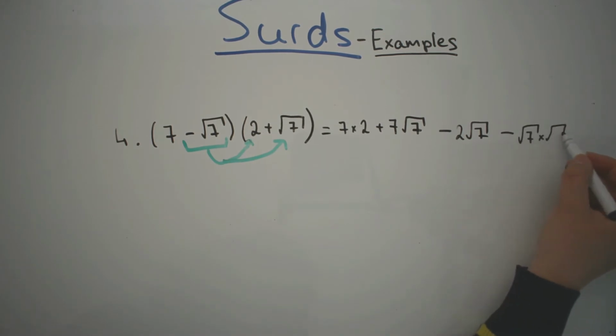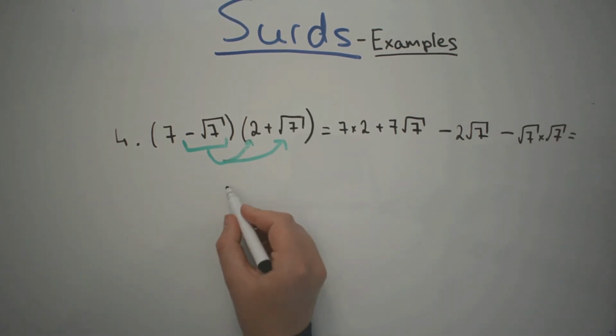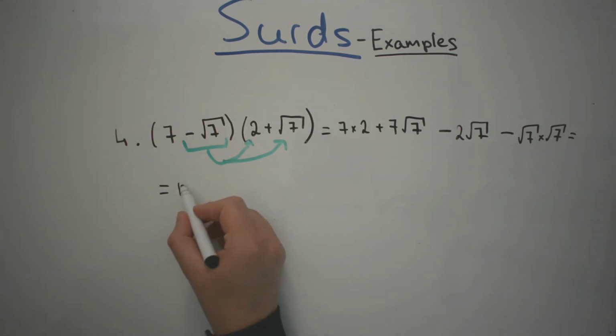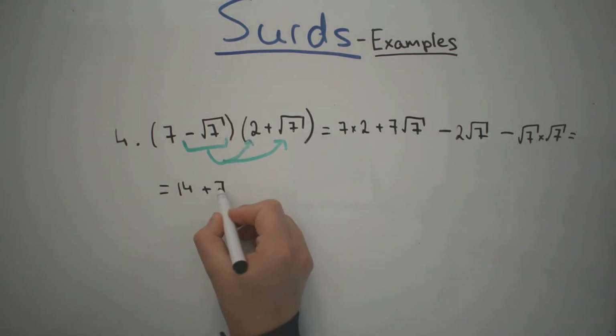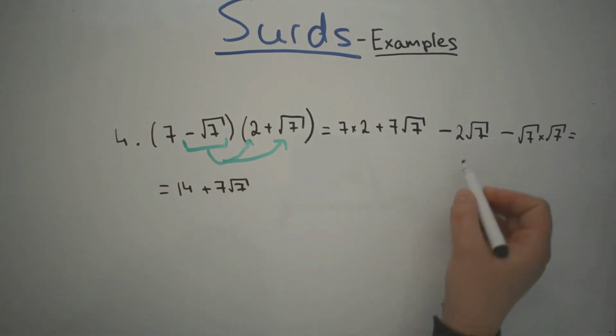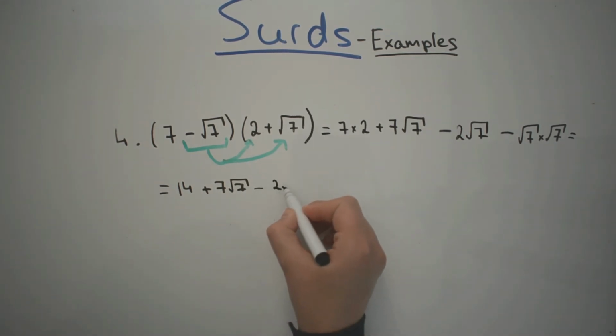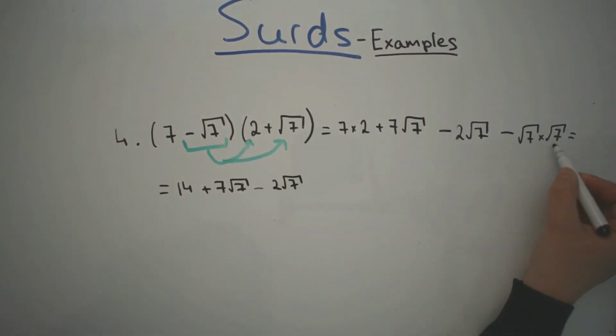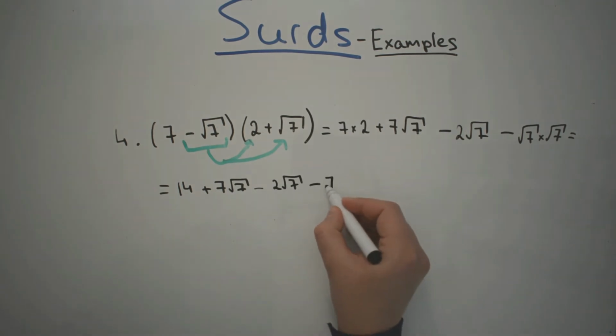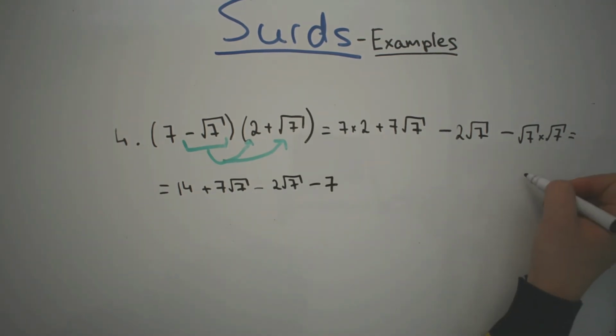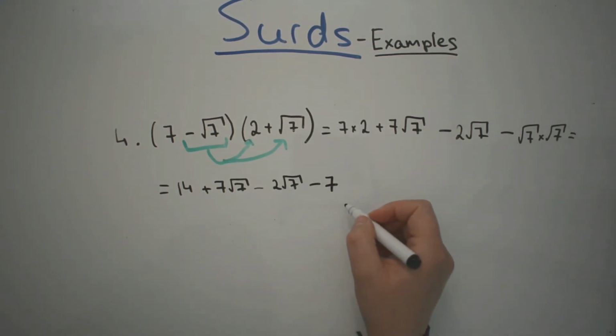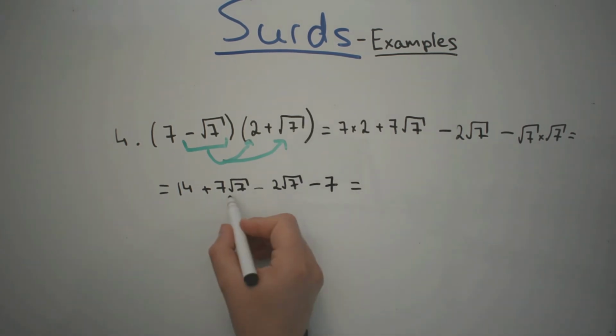Okay, so 7 times 2 is 14. The 7 root 7 stays the same, you can't simplify it anymore. Then minus 2 root 7 is the same, it can't simplify. And then square root of 7 times square root of 7 becomes 7, because it's square root of 7 altogether squared, which is cancelling the square root.